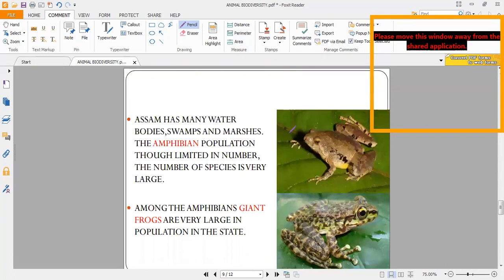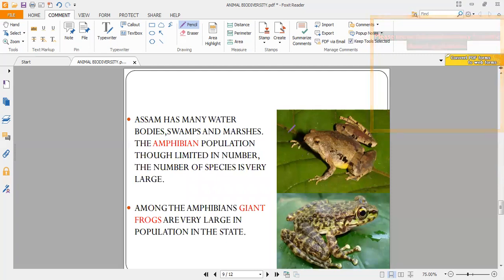These animals represent the reptile population in the state of Assam. And when we look around the state, we can see a large number of beels. We can find swampy areas, marshy areas nearby the rivers. And in these places, the population of amphibians is large in number. In these marshy areas, we can find a large number of amphibians.